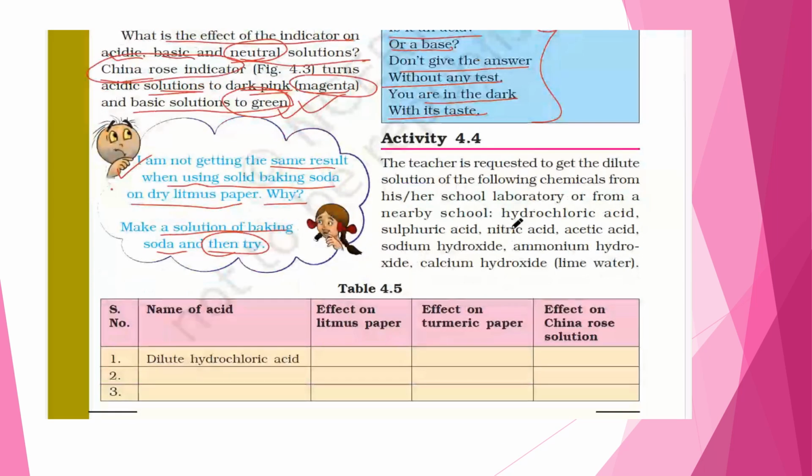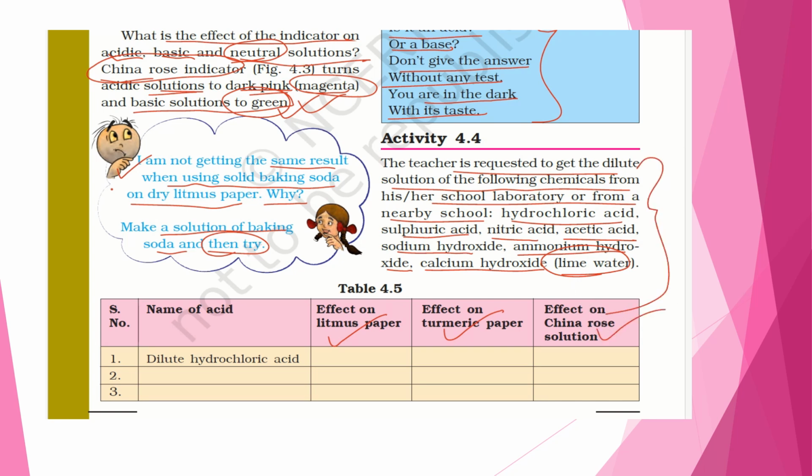Now here is an activity. The teacher is requested to get a solution of the following chemicals from her school laboratory or from a nearby school: hydrochloric acid, sulfuric acid, nitric acid, acetic acid, sodium hydroxide, ammonium hydroxide and calcium hydroxide. We are going to see the effect of these on litmus paper, turmeric paper and China rose solution. So these are the chemicals your teacher is going to provide and show you in class, and the effects they show on litmus paper, turmeric paper and China rose solution.